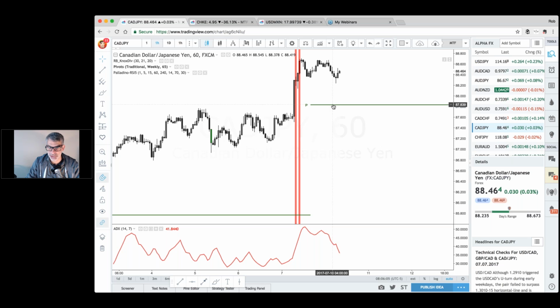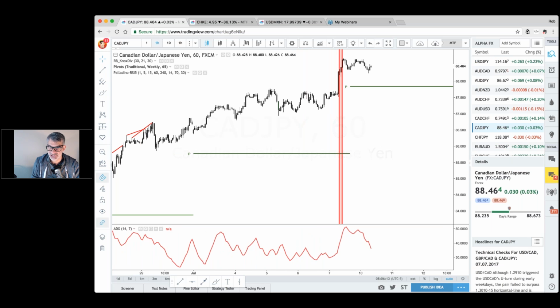It is at least going to reach 87.83. That's not a really long way. That's not that far down. That could be, however, a significant amount of profit for the T6 robot, which we have shown you in recent webinars. That could be a really, really nice trade.